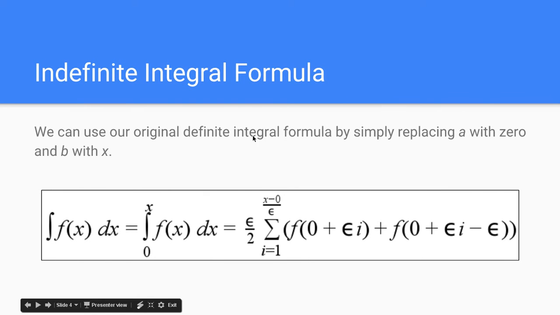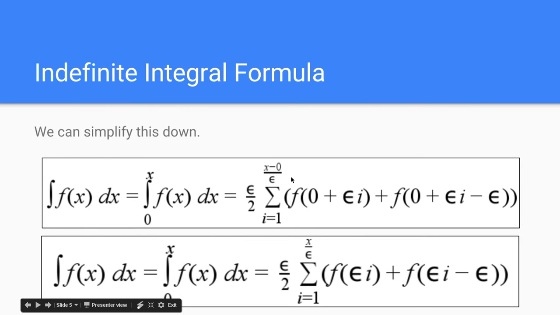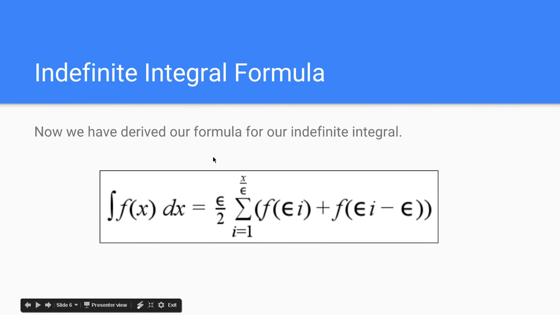We can use our original definite integral formula by simply replacing a with 0 and b with x. So this is the same formula we used before. I just plugged in b as x and 0 for where the a's are. We can simplify this down so these zeros can go away, and the x minus 0 just becomes x. So now we've derived our formula for our indefinite integral. It's epsilon over 2, the summation from 1 to x over epsilon, the function evaluated at epsilon I plus the function evaluated at epsilon I minus epsilon.